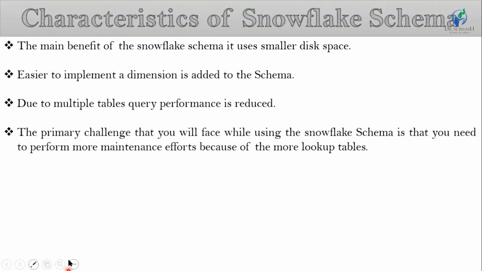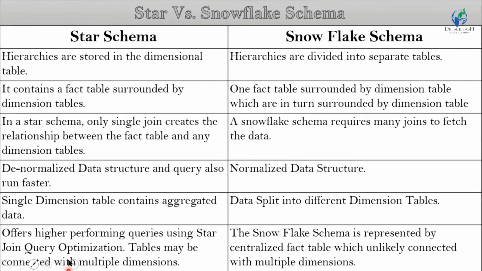Now I explain the difference between star schema versus snowflake schema. Like this, in star schema, we have seen hierarchies are stored in the dimension table. In snowflake schema, hierarchies are divided into separate tables. Second, in star schema, it contains a fact table surrounded by dimension tables, while in snowflake schema, one fact table is surrounded by dimension tables which are in turn surrounded by dimension tables.